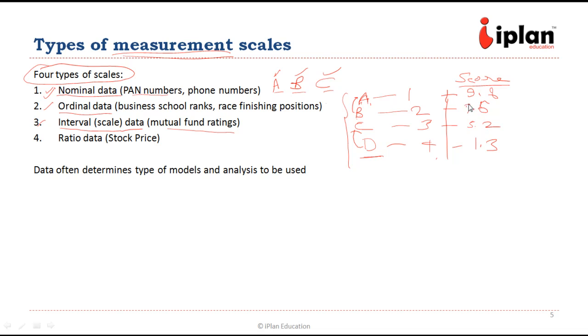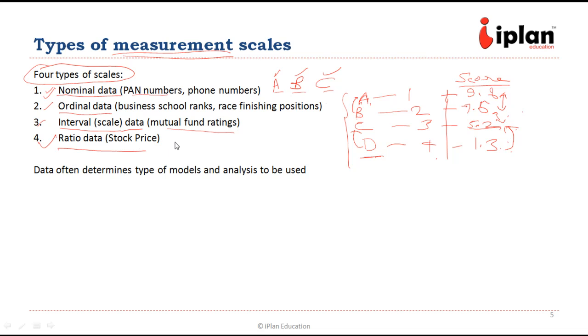A better idea of comparison, we can take the difference to compare. So this is interval scale, and the last one is the ratio data, where even the ratios make sense. In the case of interval data, ratios don't make sense. For example, we cannot say C is 4 times better than D just because the score 5.2 is 4 times the score of D, which is 1.3. So we cannot say C is 4 times better because the ratios do not make any sense in interval data. For that we need to have ratio data.